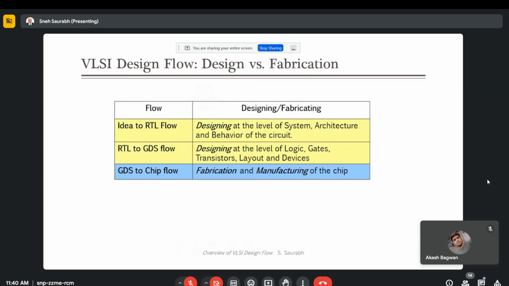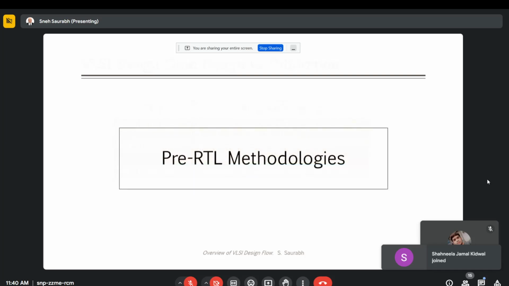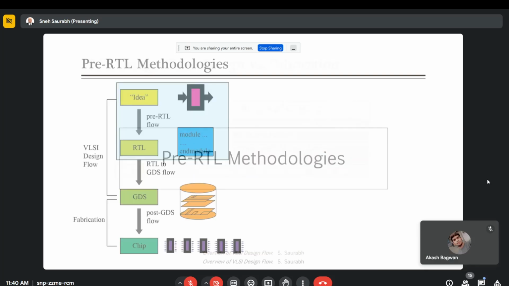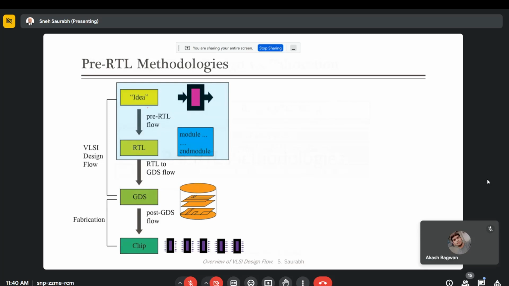So the designing part is from idea to RTL and RTL to GDS. This is the designing part, and the GDS to chip flow is the fabrication or manufacturing. Right. Now let us look into the pre-RTL methodology, right? From the idea to RTL, what things happen? This is also known as system level design. So let us briefly discuss system level design. What is system level design?